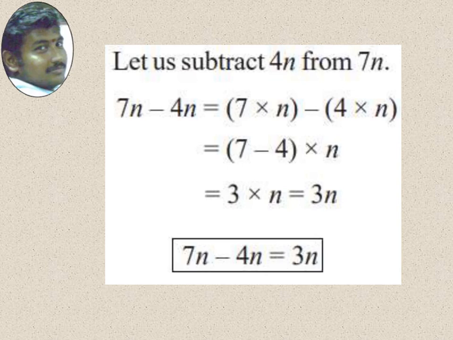Let us subtract 4n from 7n. The meaning of subtracting 4n from 7n is 7n minus 4n. Here n is common, so just subtract the numerical coefficients. 7 minus 4 is 3, and 3 into n is 3n. So 7n minus 4n is equal to 3n.